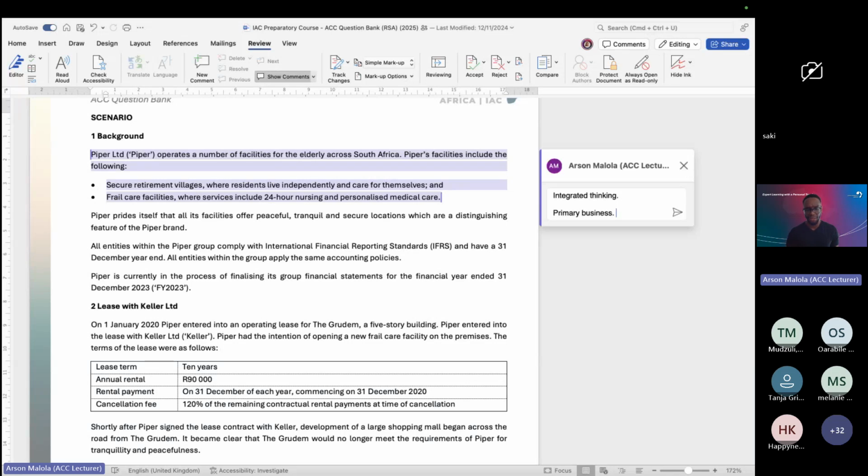Particularly in this case, if you think about these facilities that they operate, you can immediately start wondering, so how do we make money? In other words, how does Piper make money? That's essentially the very simple question you're trying to answer by reading the first couple of sentences.